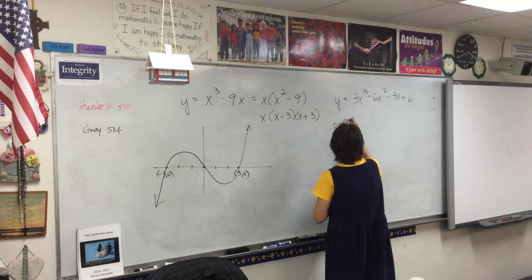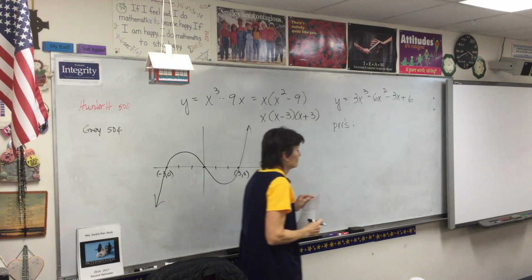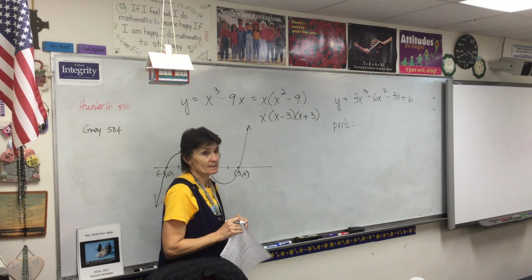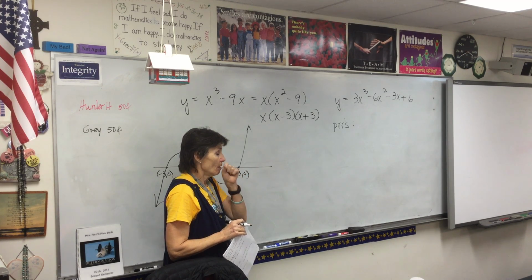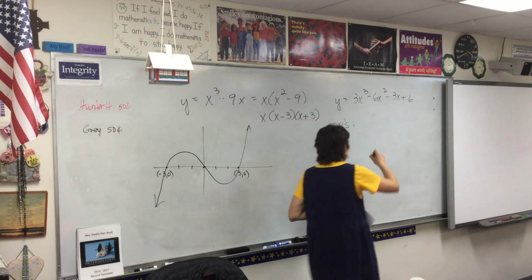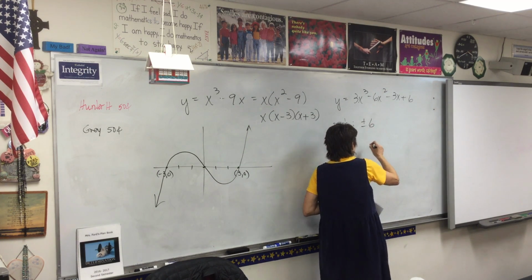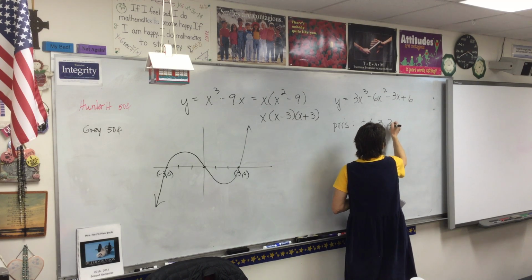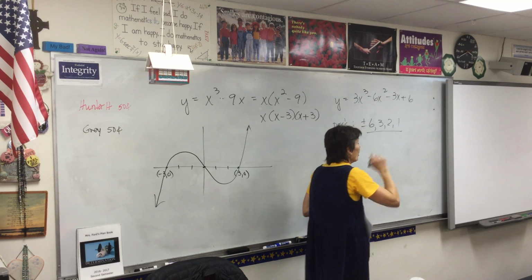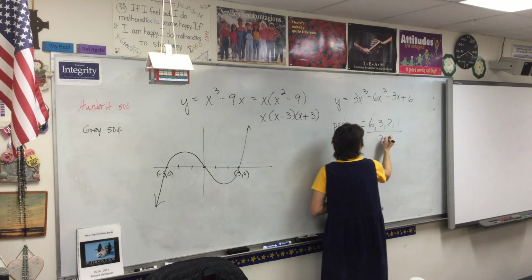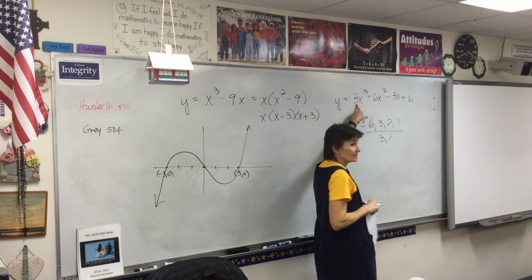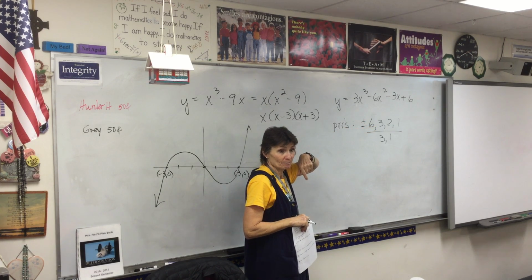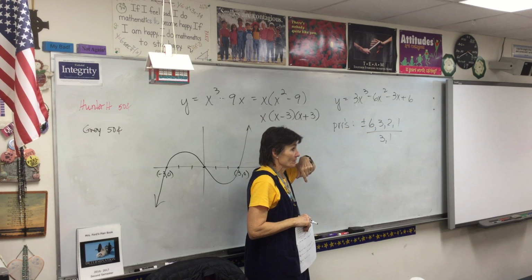PRRs. Possible rational roots. This should be such an easy question for you. Don't forget the plus or minus. PRRs, plus or minus, 6, 3, 2, and 1, over 3 and 1. Factors of last over factors of first, right?